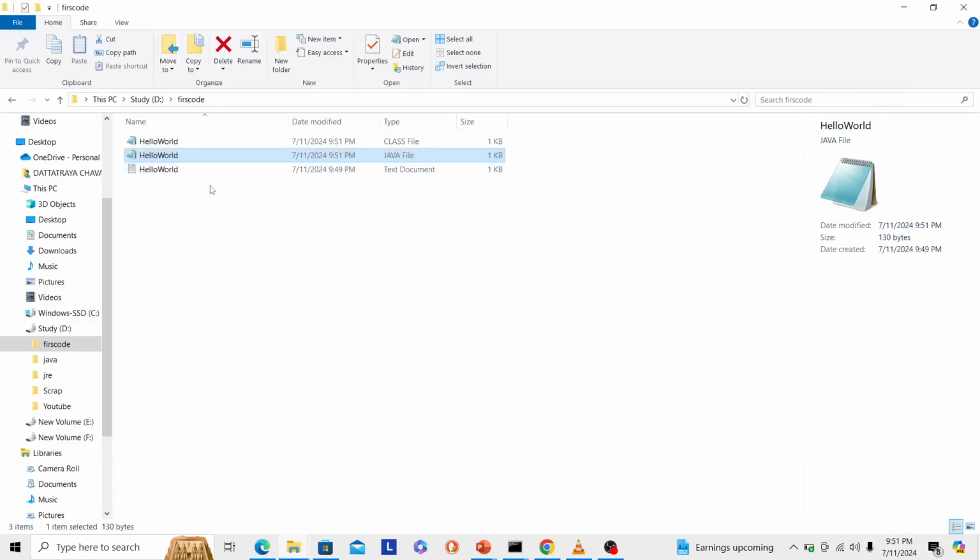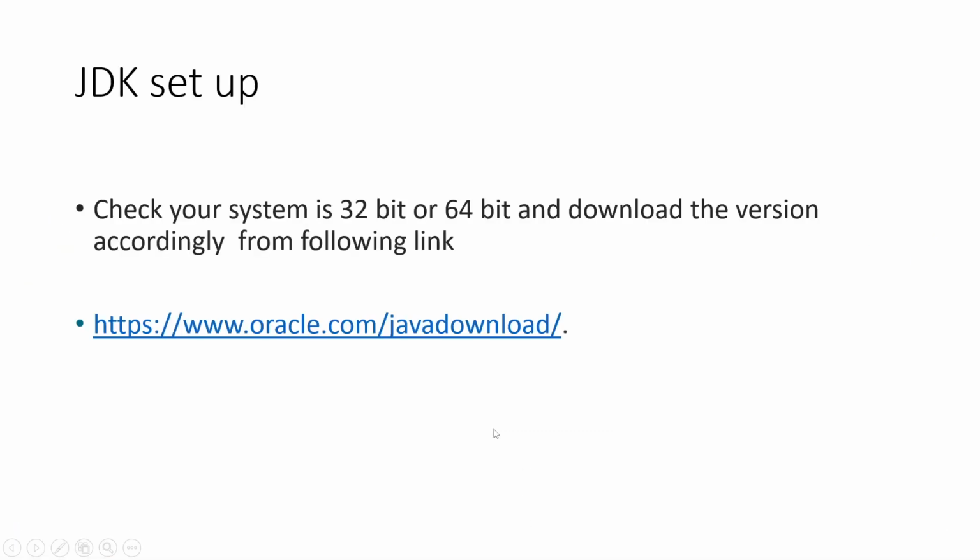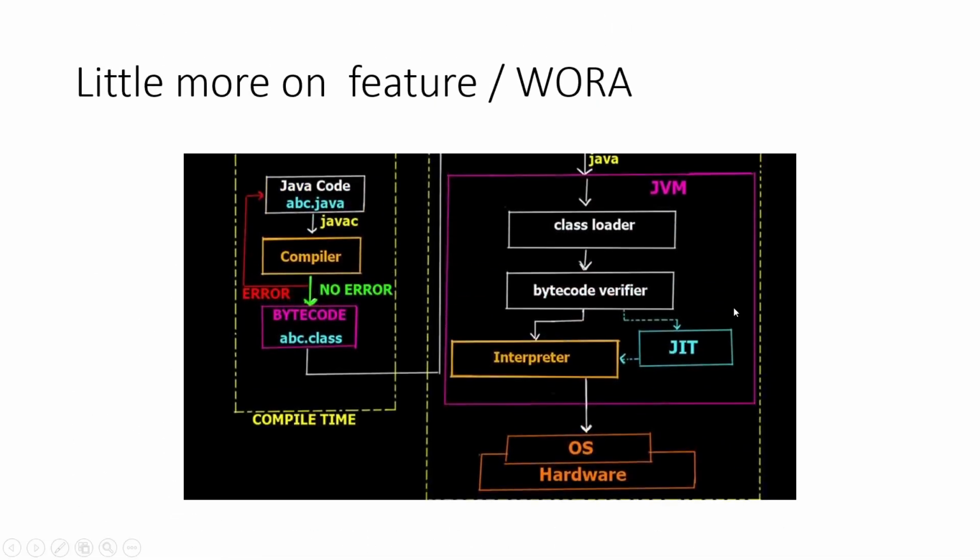When it gets compiled, we can see that one class file is also generated here. If you look at the extension of this particular file, it's a class file. Okay, so now quickly jump on to the diagram that I explained yesterday.